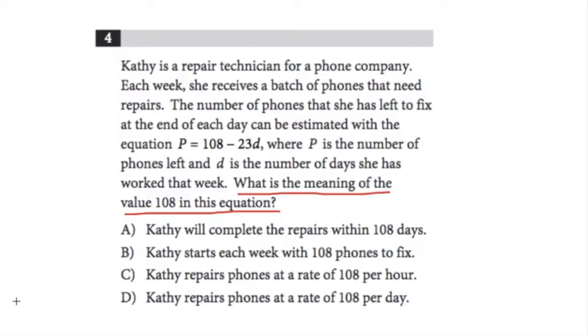So what is the meaning of the value 108 in this equation? Okay, so we're looking at this equation up here, right? P equals 108 minus 23D. And I'm guessing, because it was the case when I first saw this question, and it's the case for most students I work with, just looking at that equation, it's not obvious what 108 means in that equation. Would you agree with that statement, Ariane? Yes. Yeah, it's not obvious at all.